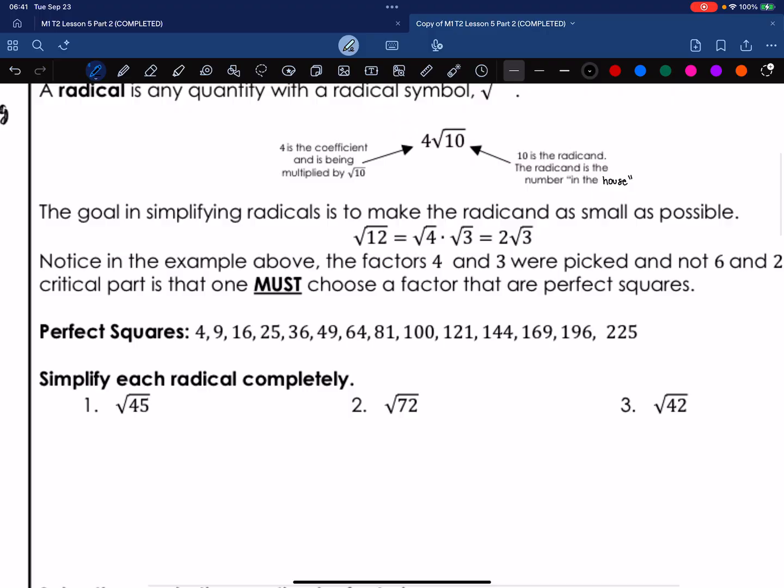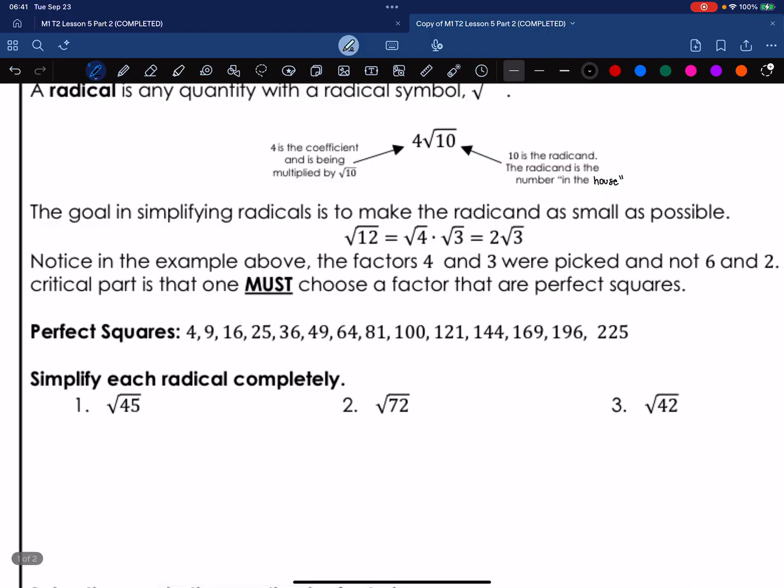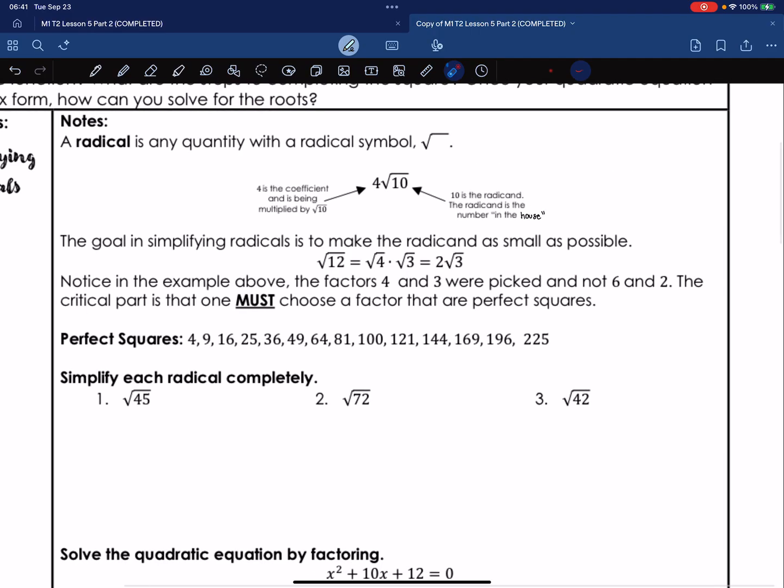And so when we simplify radicals, our goal is to make the radicand as small as possible. Now, it's not always possible, but if it is, we want to. So in this example here, notice that we took the square root of 12 and broke it into the square root of 4 times the square root of 3, because 4 times 3 is 12. Well, we know the square root of 4 is 2, and then the square root of 3 does not simplify. What I want you to pay attention to is that we specifically picked the factors 4 and 3 and not 6 and 2, because in order to do this, you must choose a factor that is a perfect square.